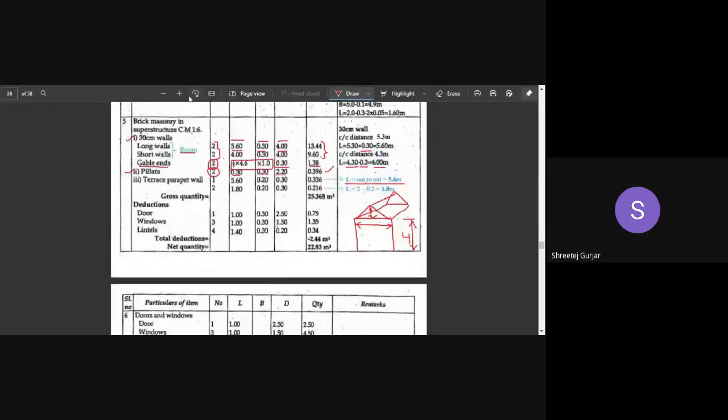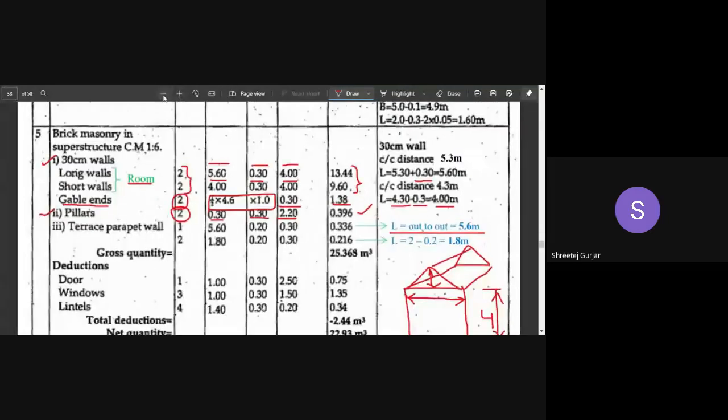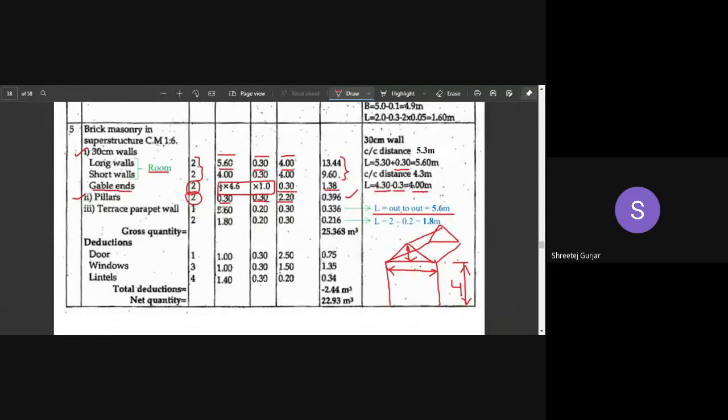So out to out is 5.6, parapet wall. So 1 meter. So this is 1, so height is 1. Let me just draw and show you why it is 1 in number. So this is considered to be your one long wall, parapet wall. And then this is your short wall, which are 2 in number, right?